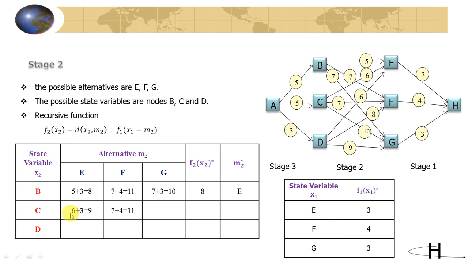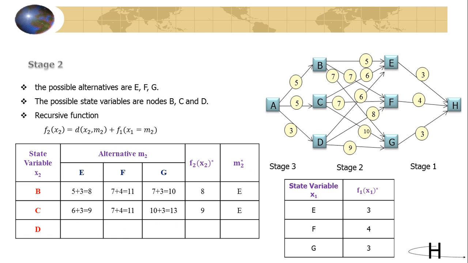Similarly, from C to G is 10 plus 3. So d of x2 is 10 plus f1 of x1 for G, which is 3. So 10 plus 3 is 13. Amongst these three values, the minimum is 9 with respect to alternative E. So this will be our stage decision, 9 with respect to alternative E.